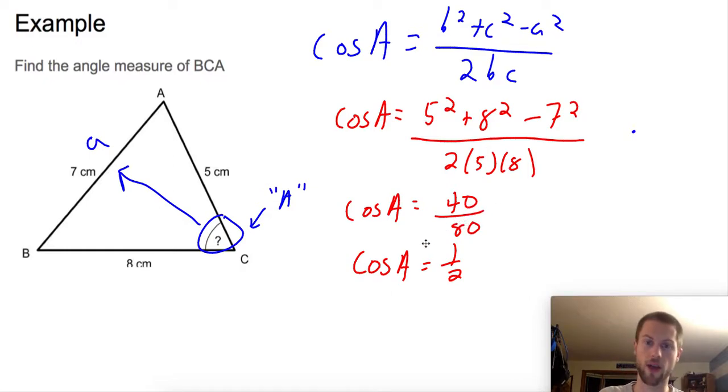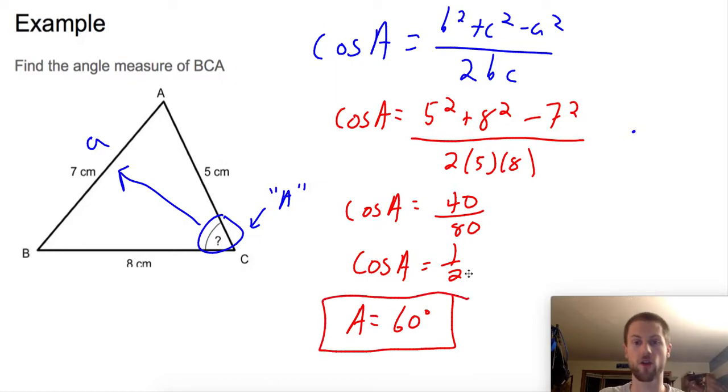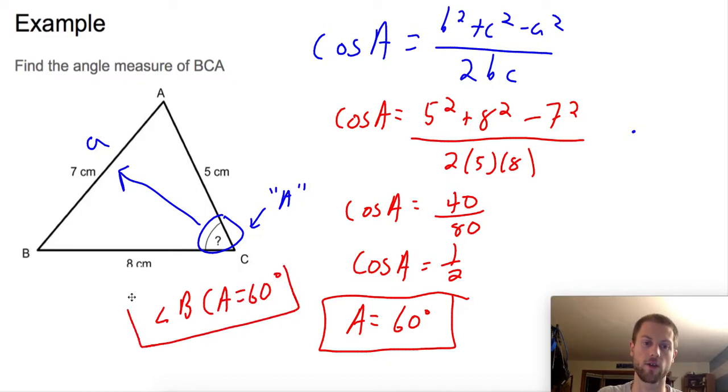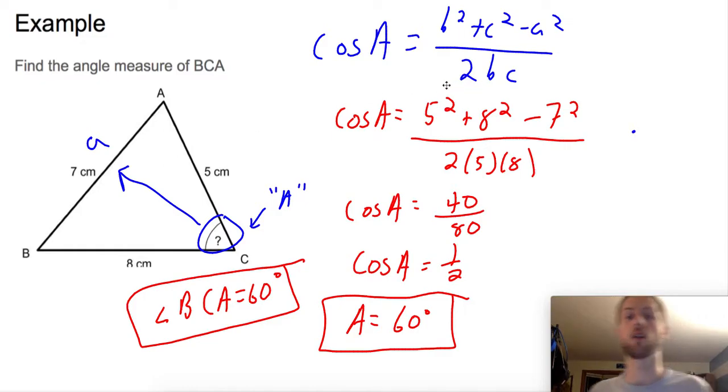Now I don't really need to go to the calculator because we all know this special angle. A is going to be 60 degrees because a 60-degree angle gives me a cosine of 1/2. And there you go. I have figured out what angle A is, but it's not really angle A, it's angle BCA. So really I guess this is my final answer here. So that's how you use the law of cosines solved for the cosine of A, given three sides, to find a missing angle.